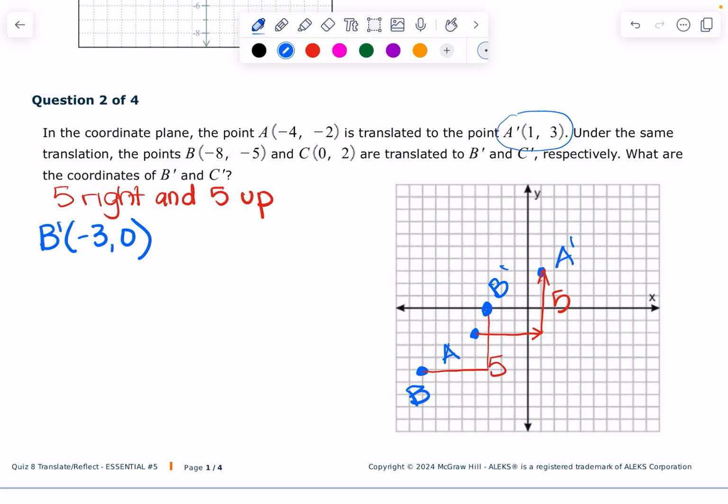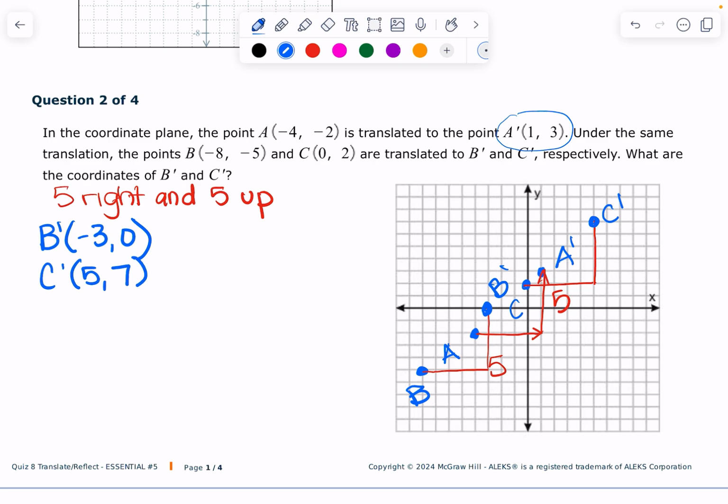Okay, now I'm going to do the same thing with C. C starts at (0, 2). So that's right here. Kind of gets a little bit messy. But I'm going to move it 5 to the right. 1, 2, 3, 4, 5, and 5 up. Okay, so I know that my C prime is way up here now. So it's now at (5, 7). So that's one way that you can do it.